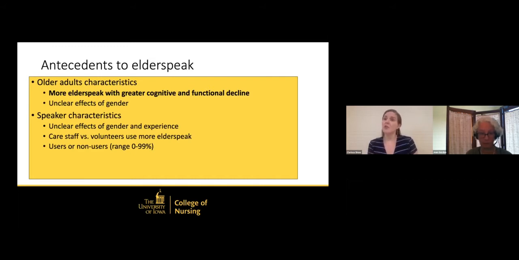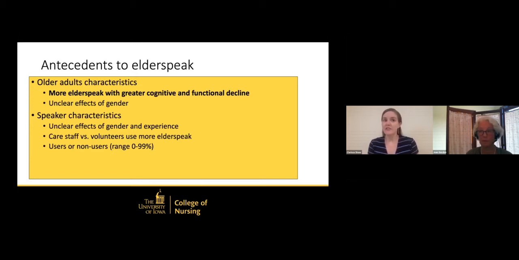And, you know, if you think about the relationship, that might make sense because the nurse or the care provider is often providing very intimate cares to persons who have maybe more of a cognitive or functional decline versus a volunteer that's doing an activity. So if you think about that caring and control continuum, the nurse is trying to come off as very caring by using the elderspeak.